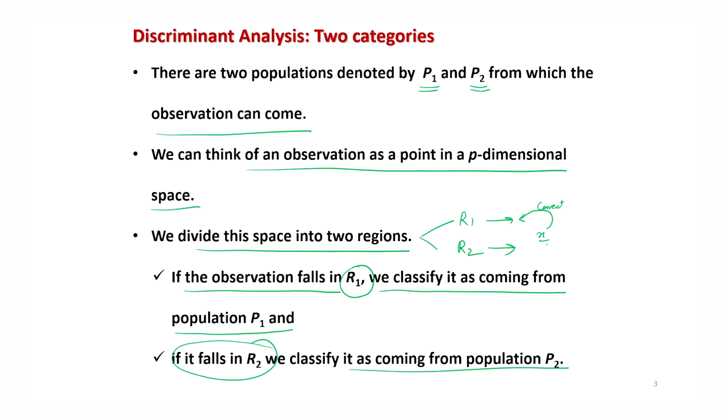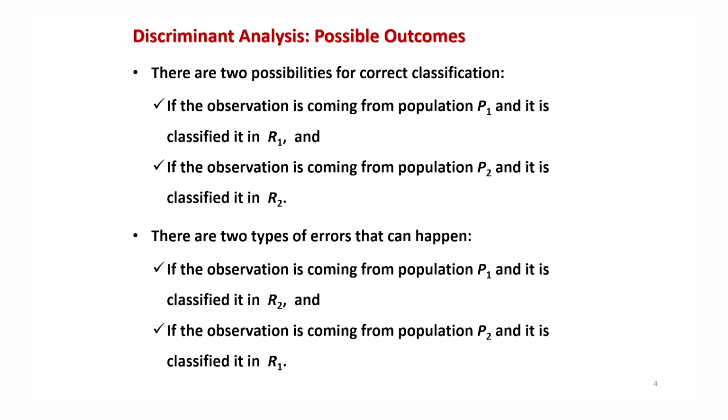If the observation is coming from R2 and it is classified to R2, then it is correct. But if the observation is coming from R1 and classified to R2, then it is incorrect. And if the observation is coming from R2 and classified to R1, that is incorrect. So these are the four possibilities. Based on that, there are two possibilities for the correct classification and two possibilities for the incorrect classification.